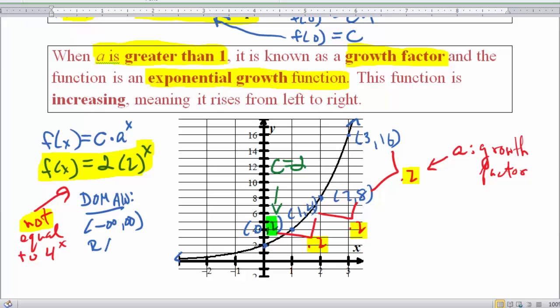Now the range is different because you can see here as you look to the left that this line is going down, but it's actually leveling off over here. And it looks like it's actually getting close to 0, but never quite reaching it, and that's actually what is happening there. The range of this function is actually going to be from 0 up to infinity, but it's never going to quite reach 0, so here we have a parenthesis.